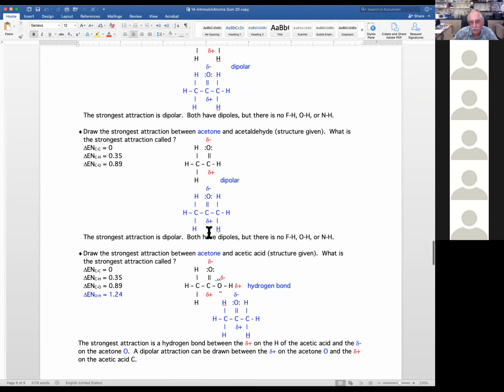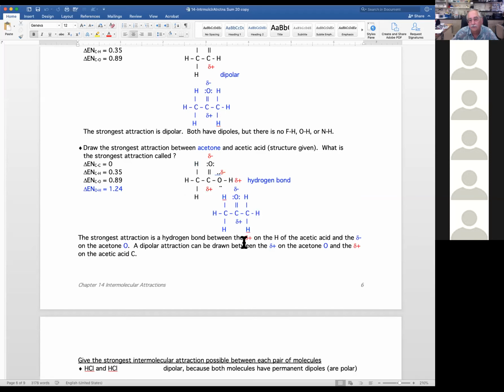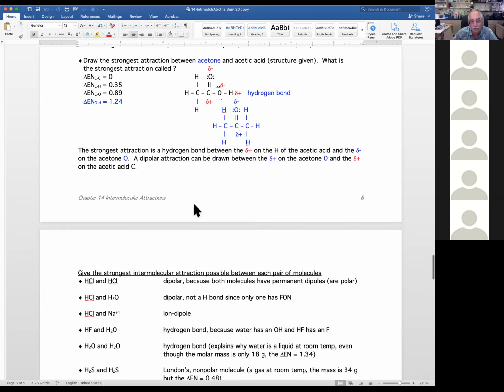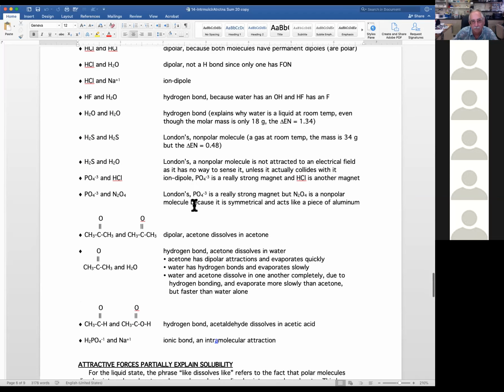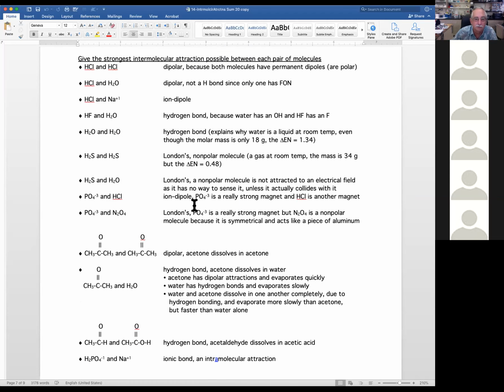So here's another one, acetone and acetaldehyde, also known as ethanol. Here's acetone and acetic acid. So hope you get the point. And here's some other practice over here. So here's the HF, here's the O, right? So that's the hydrogen bond. And then this is nonpolar.